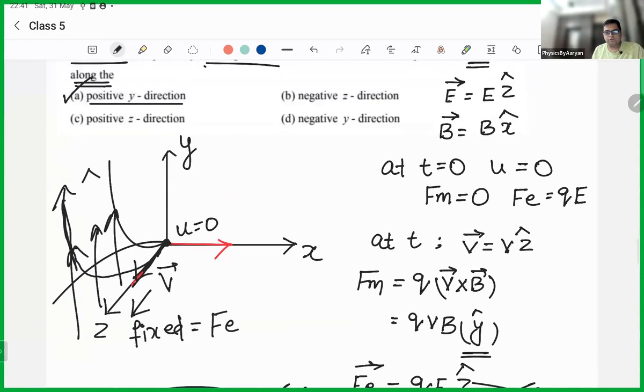Is it clear to all of you? If anyone has a doubt, please go ahead. See, this is a very conceptual question. It's not a very simple question.